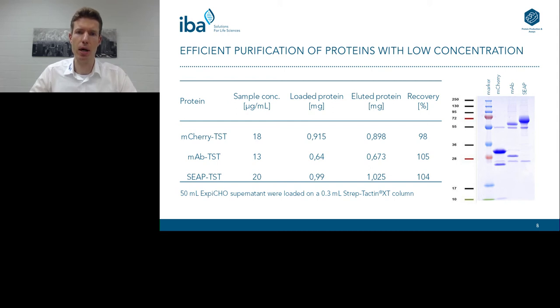In this experiment, we spiked Expi supernatant with our 3 proteins, but only at a maximum concentration of 20 micrograms per milliliter. And if you look at the recovery, you can see that we were able to efficiently purify all 3 proteins from the Expi supernatant. We purified 50 milliliters of Expi supernatant over a 300 microliter Strep-Tactin XT column. On the right side, you can see the SDS-PAGE analysis, and you can see that we have high purity for all 3 proteins.